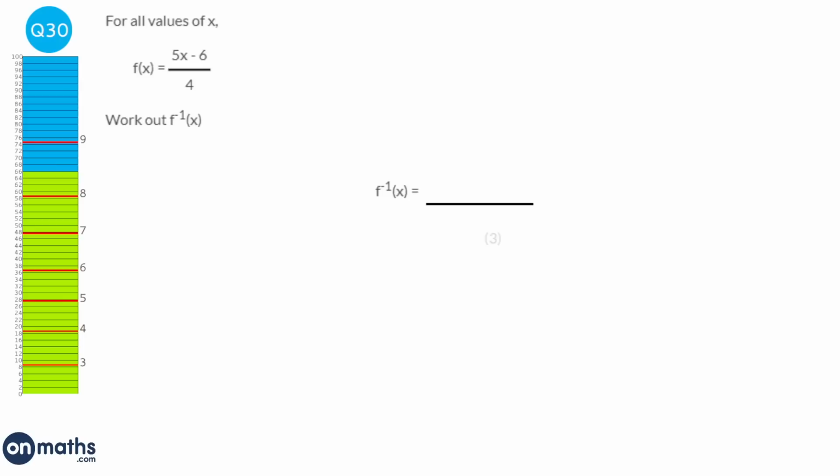To find the inverse, we're going to first of all, instead of writing f of x, I'm just going to replace it with a y. And the trick of finding the inverse is to swap over the x and the y. So we're going to swap them over. I'm just going to do it over to the right hand side over here, so we've got a bit of space.